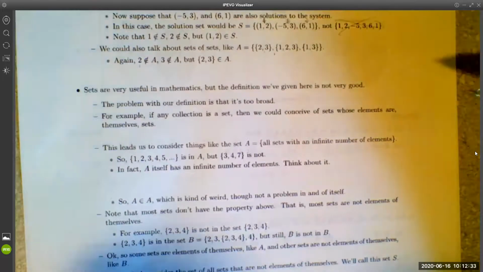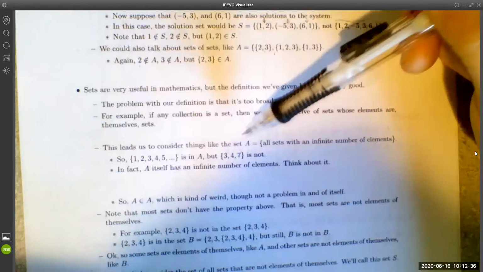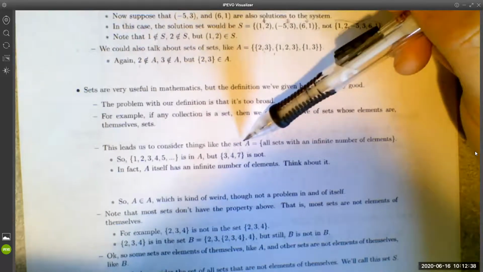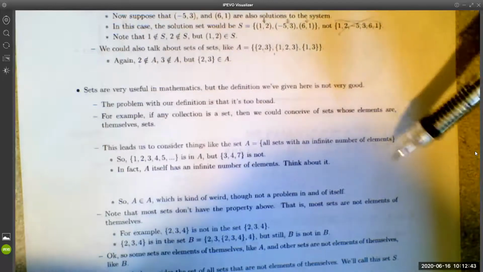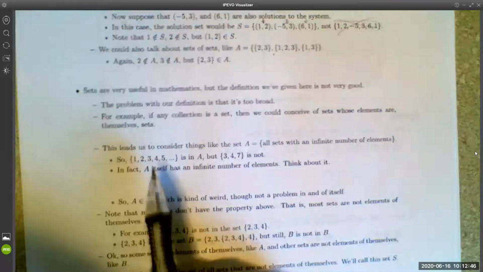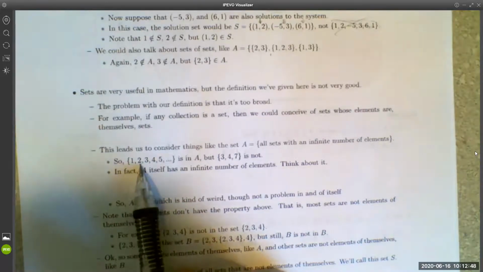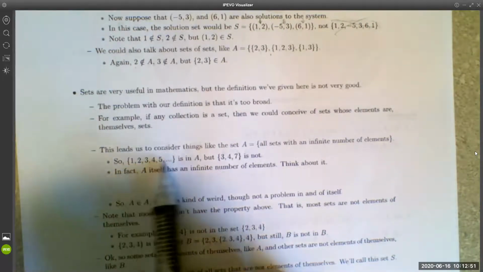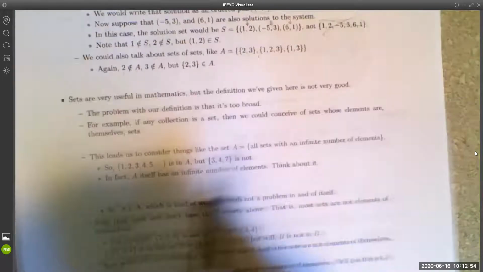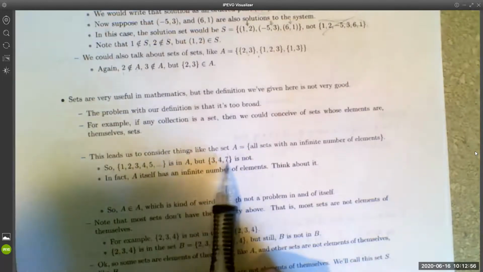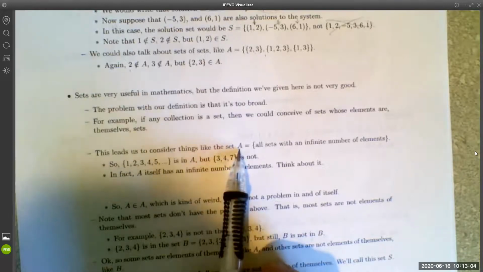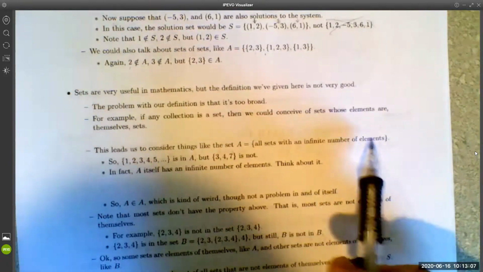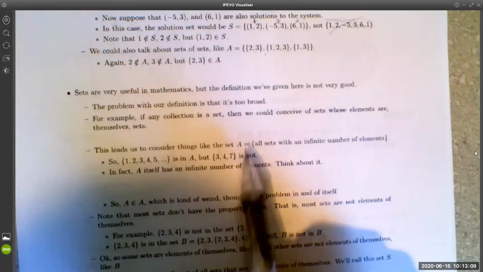So for example, we could consider sets like the set A, which is made up of the set of all sets with an infinite number of elements, right? So, for example, the set {1, 2, 3, 4, 5, 6, 7, 8, 9, and on and on forever}, this set would be an element of A. But the set {3, 4, 7} is not an element of A because this set doesn't have an infinite number of elements. It's a finite set, all right? So if you can imagine the set of all infinite sets, that set we're calling A.